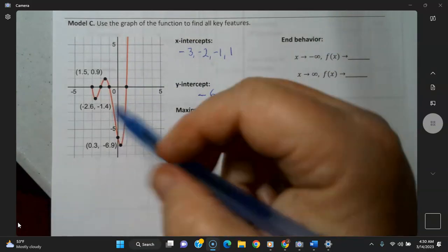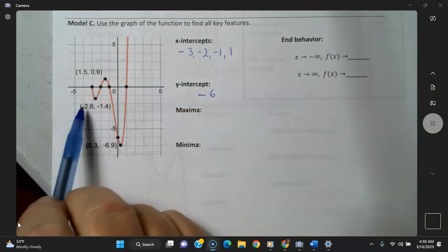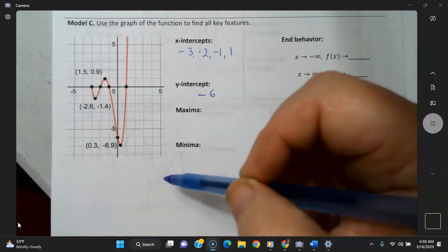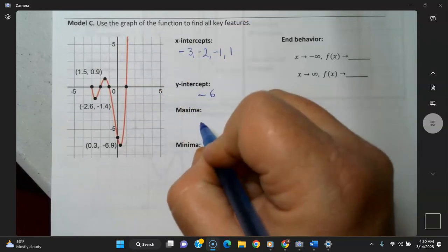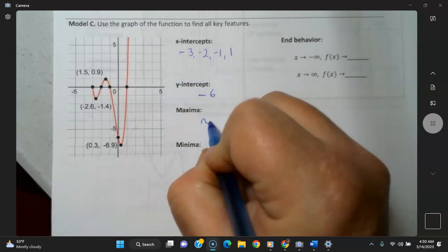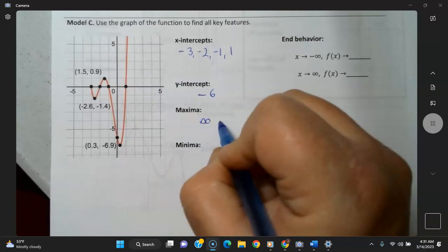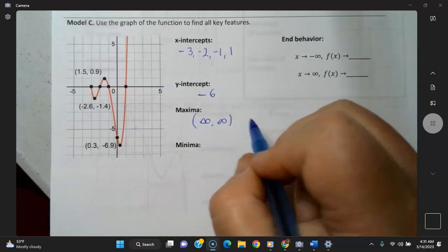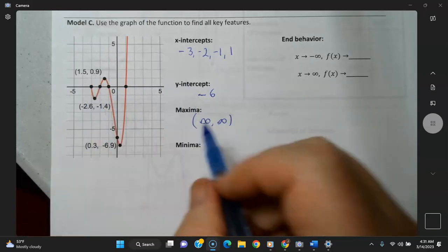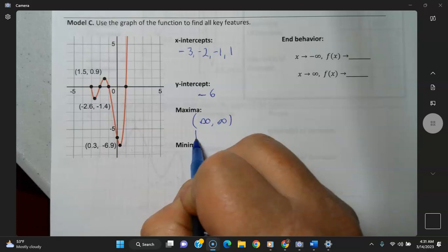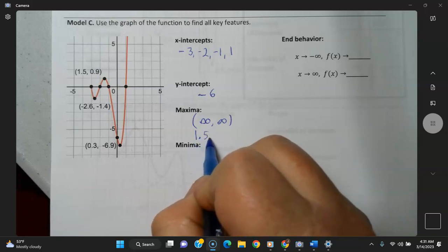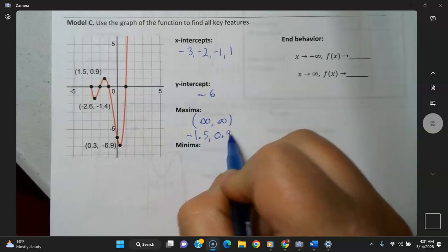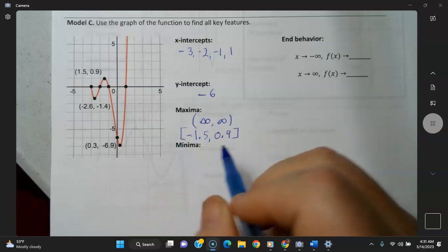Okay, maxima. The maximum now deals with the y components. So here it's going to be infinity. And infinity, that's going to be a coordinate, x and y. Okay, and there's a local maximum right there at 1.59, 0.9. It's -1.5, +0.9, and it goes through that exact point. So that's a local maximum.